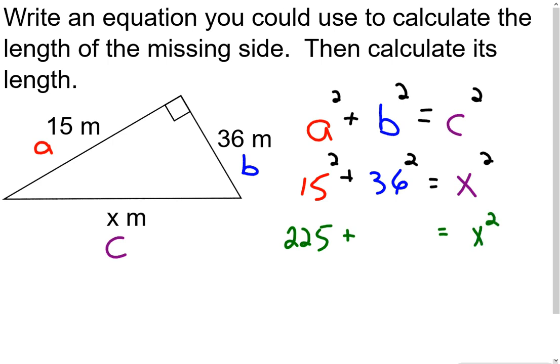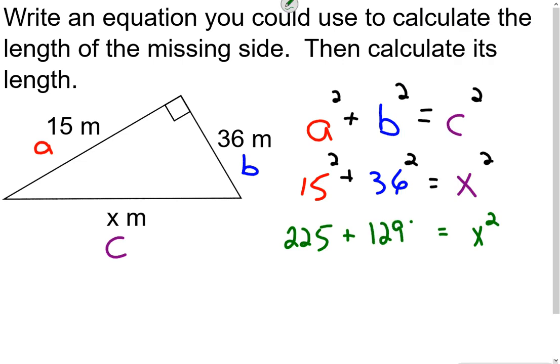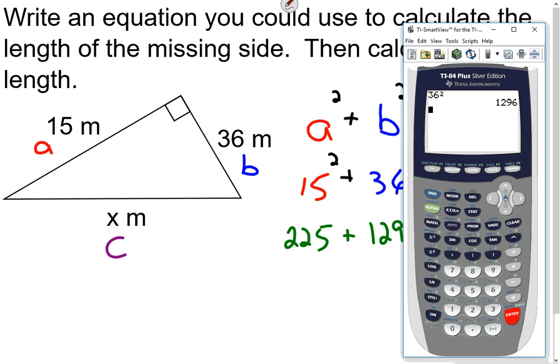So I'm going to grab my calculator to help me out. So 36 squared comes out to be 1,296. I have to add those two numbers together. Go back to our calculator. Add on the 225, plus 225, and we're at 1,521.